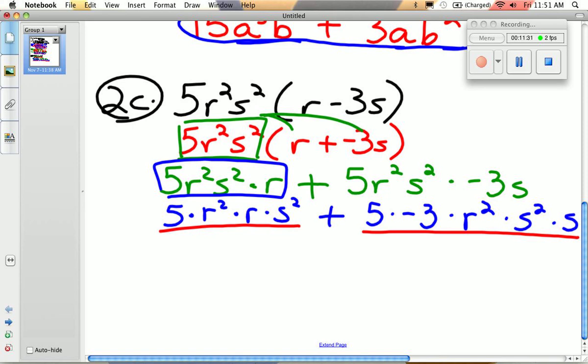So what's our first product going to be? 5r cubed. 5r to the what? Third power? And then s squared. Those s's don't have anybody else to be multiplied by. Plus negative 15 r squared. That r squared doesn't have anything to be multiplied by. s to the third. Just kidding, I meant s cubed. My s got a little bit big there.